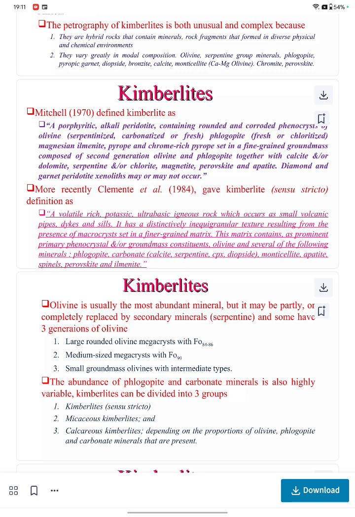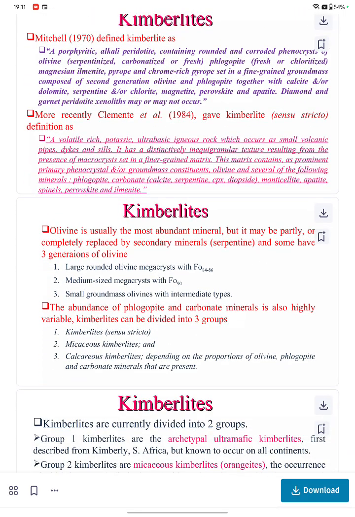So Mitchell defined kimberlite as a porphyritic alkali peridotite containing rounded or corroded phenocrysts of olivine, serpentinized, carbonatized, or fresh. Phlogopite is fresh or chloritized. So it contains this variety of minerals and is a volatile rich potassic ultrabasic igneous rock that occurs as small volcanic pipes, dikes, and sills, and it has distinctively inequigranular texture resulting from the presence of macrocrysts set in a finer grained matrix. This matrix contains as prominent primary phenocryst or groundmass constituents olivine and several of the following minerals, that is phlogopite, carbonate, monticellite, apatite, spinel, perovskite, and ilmenite.